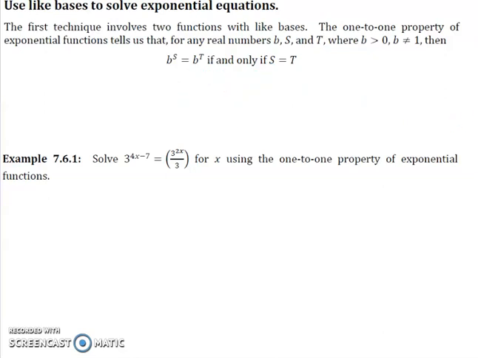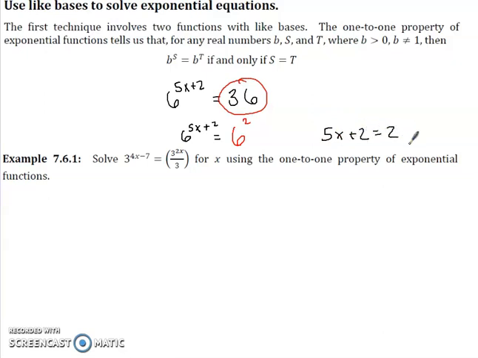We can take this one step further and say I have a base of 6 to the power of 5x plus 2 is equal to 36. Now these do not have the same base, however it is possible to take 36 and write it as 6 to the power of 2. So now the base on the left and the base on the right are equivalent, so I can write the equation 5x plus 2 is equal to 2 because my exponents must be equal when my bases are equal.